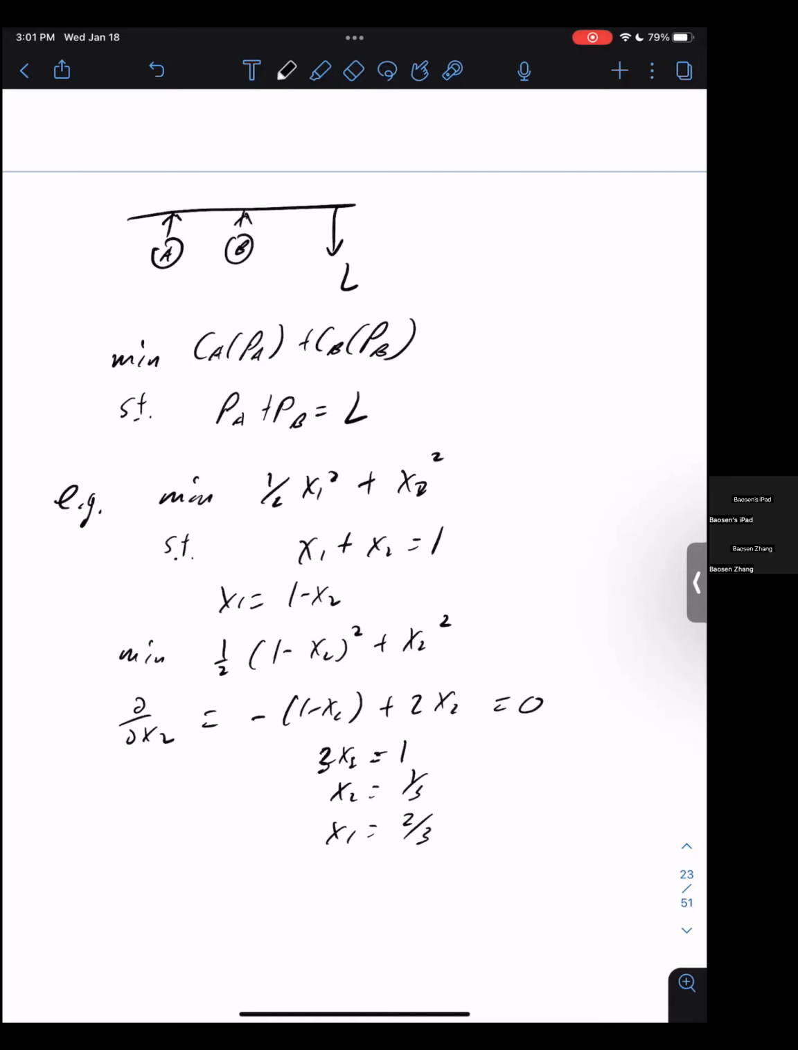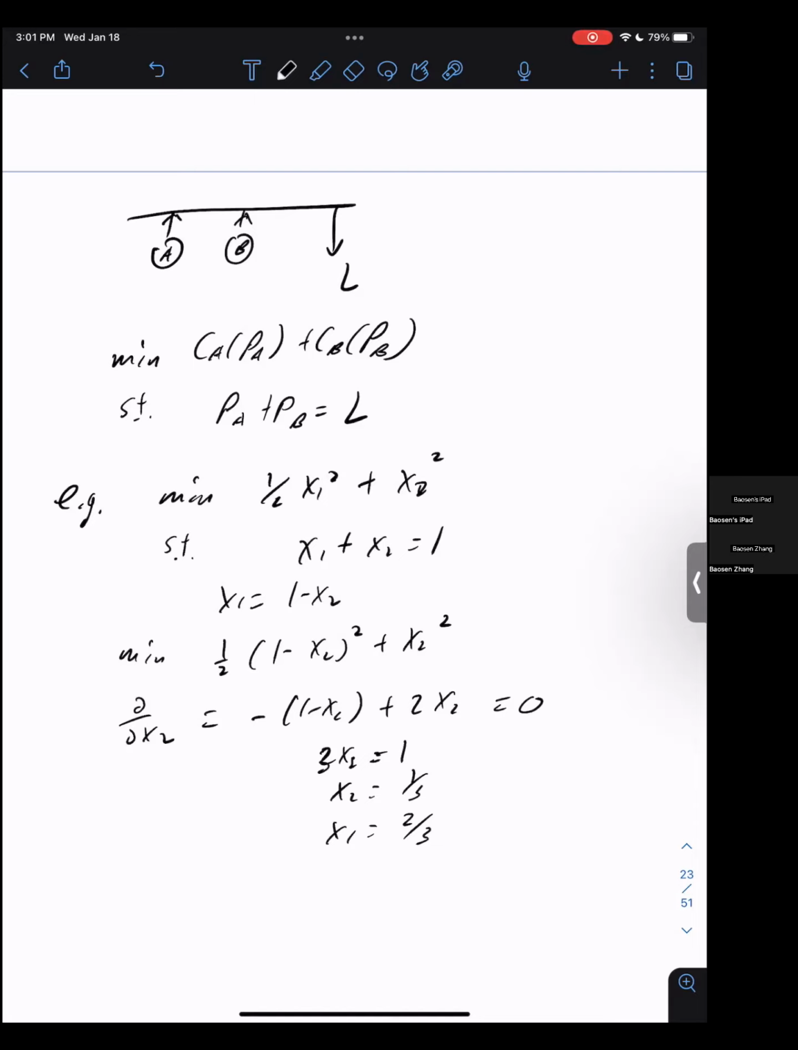Okay, you substitute, you take a derivative. Again, this is a quadratic with positive coefficients, so I don't need to check the second order condition. I know this is a minimum. Okay, so everything so far so good.